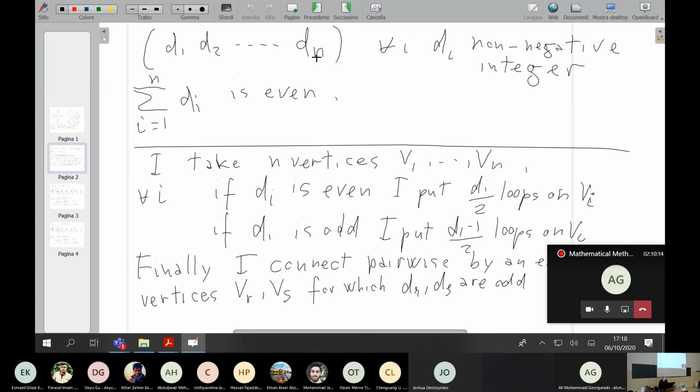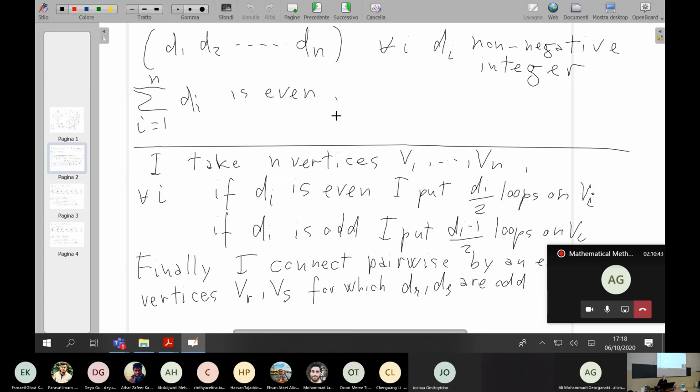Is the problem clear? Yes, sir. Okay, now my solution. With n numbers, of course I take n vertices. And now I must put there the edges so that for V1 the degree is D1, for V2 the degree is D2, and so on and so forth. All right?